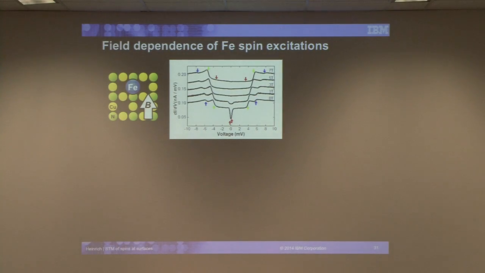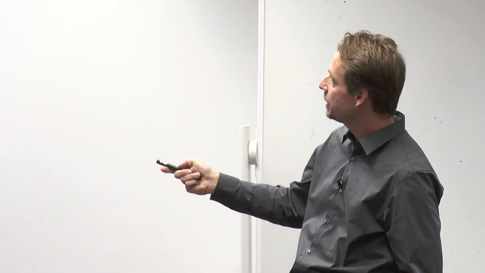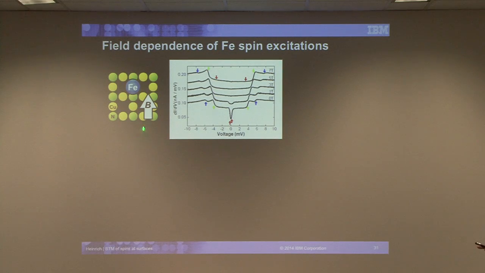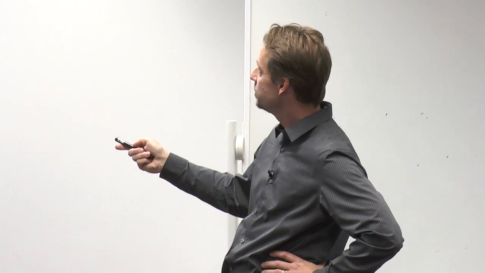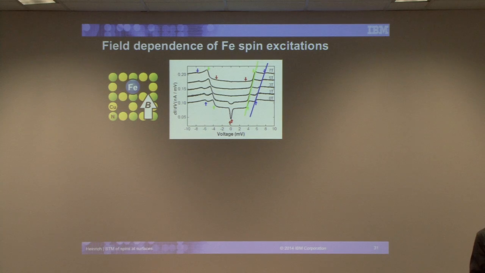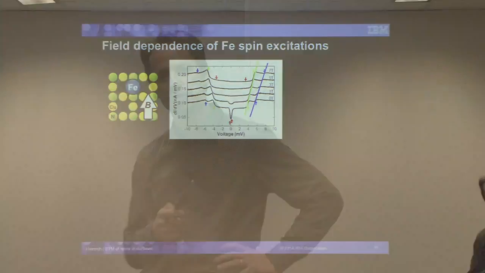What about direction dependence? So let's apply the magnetic field in plane along this particular direction. And what you see here is the 0 Tesla spectrum, which I just showed you before, and now 1 Tesla, 3 Tesla, 5 Tesla, and 7 Tesla. What you see is that the 4 millivolt zero field mode goes up in energy as we increase the magnetic field, and the 6 millivolt mode also goes up in energy. Also the middle mode disappears pretty rapidly as we increase the magnetic field along this spatial direction.